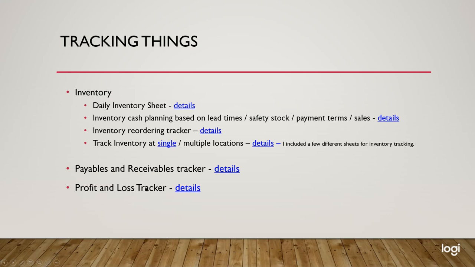Finally, profit and loss tracker. This is pretty straightforward. Basically, you enter transaction items that will track your revenues and expenses over time, based on a kind of database-style input. And this is also in Google Sheets.